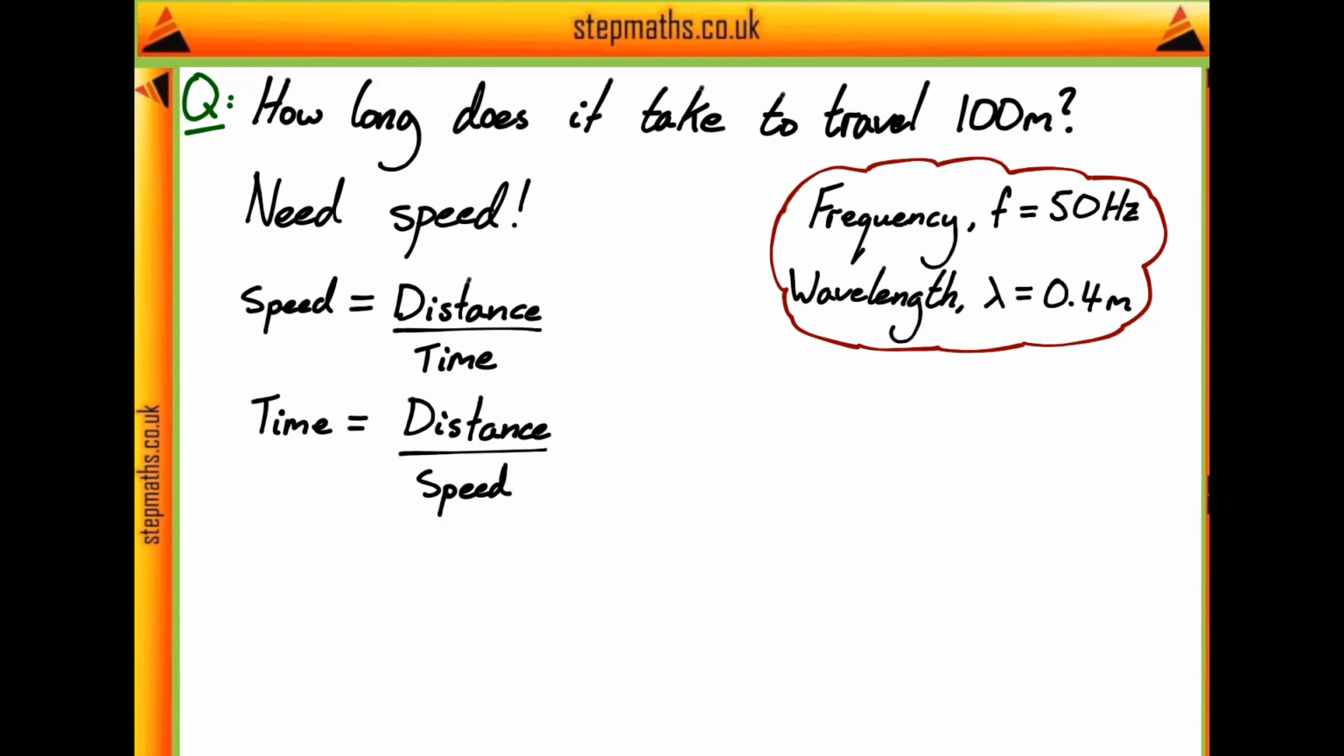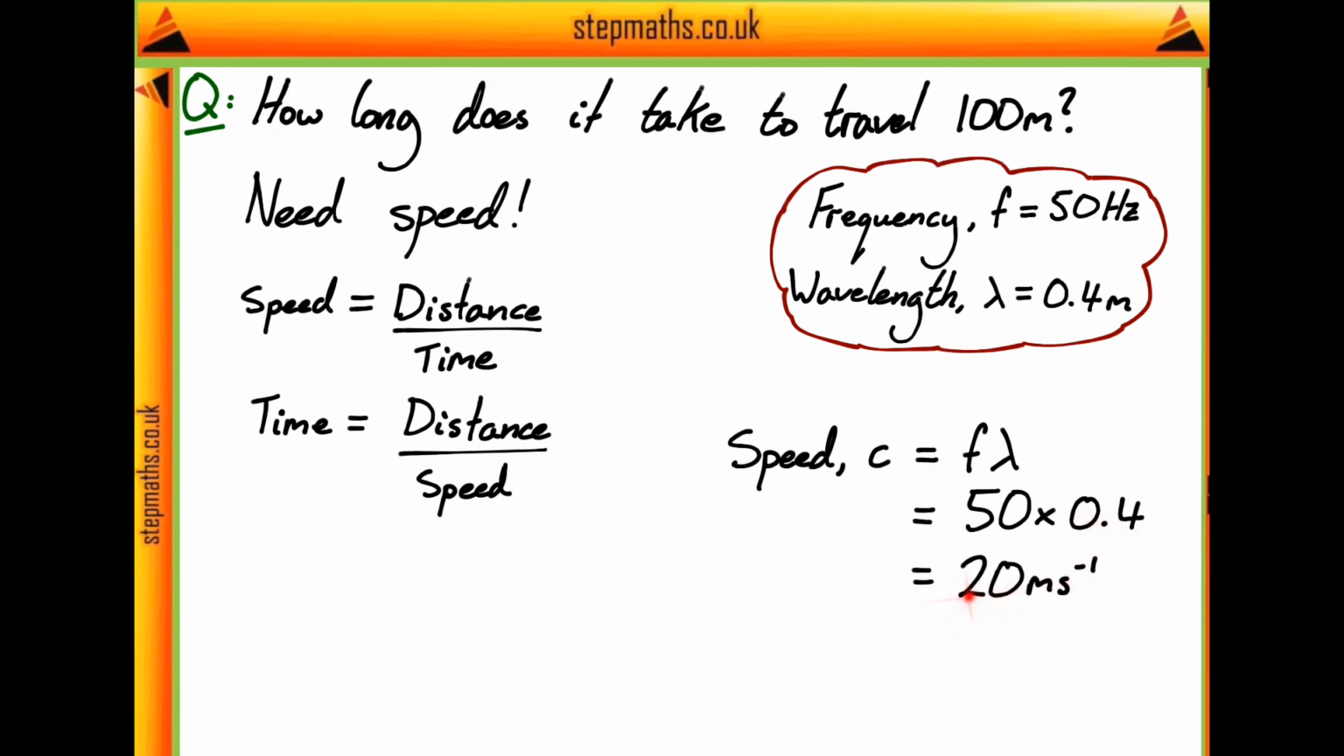Right, okay, but how do we actually find the speed of a wave? Well, you might remember that we have this handy equation that the speed c is equal to f times lambda, the frequency multiplied by the wavelength, which is actually really helpful since we've been given the frequency and wavelength just up here in the question. So we can just multiply our frequency, 50, by our wavelength of 0.4 meters to get a speed of 20 meters per second.